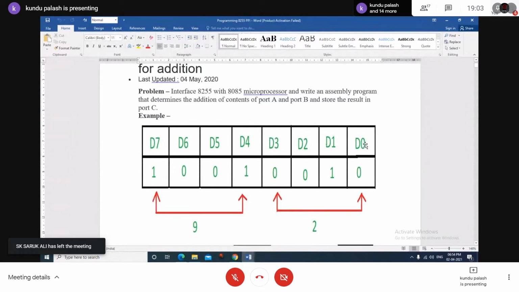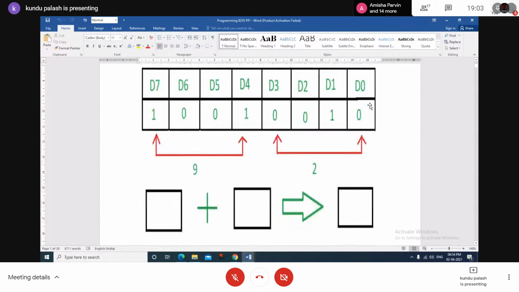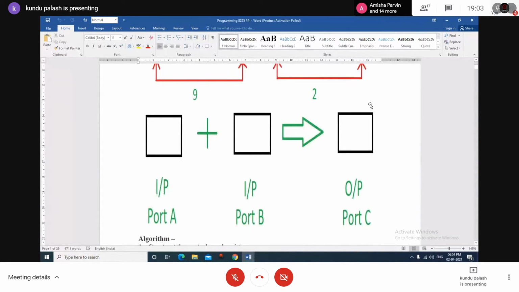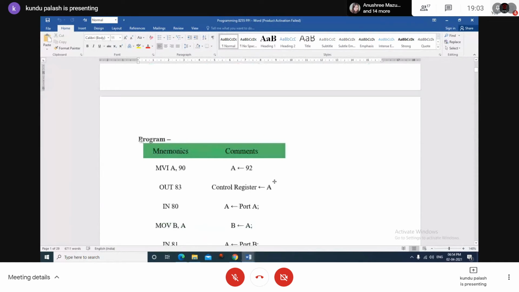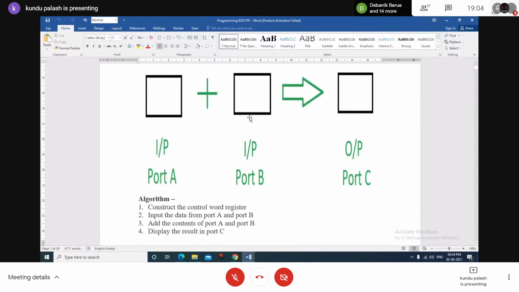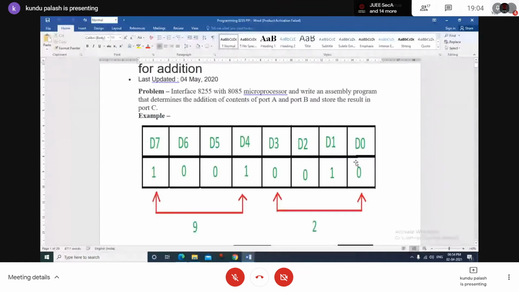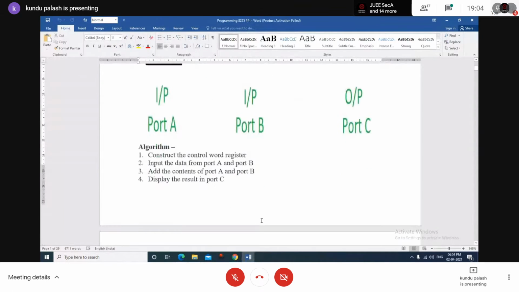So these are the mode control words which will be set to the control register. And these are operations. So what is the algorithm? The algorithm is very simple. Construct the control word register byte first. Input the data from port A and port B. Add the contents of port A and port B. Display the result in port C. Display means send the result of the addition to port C.